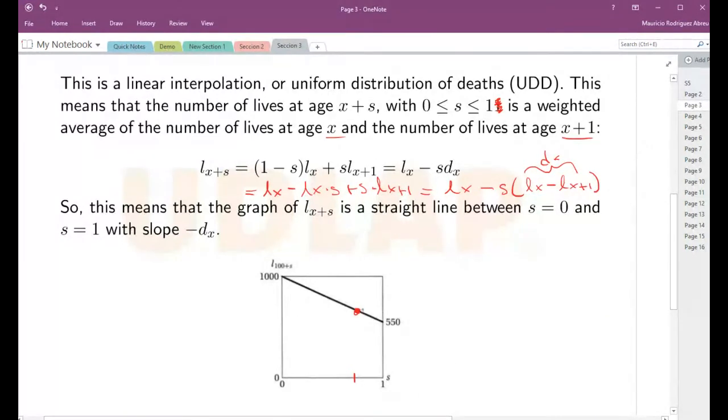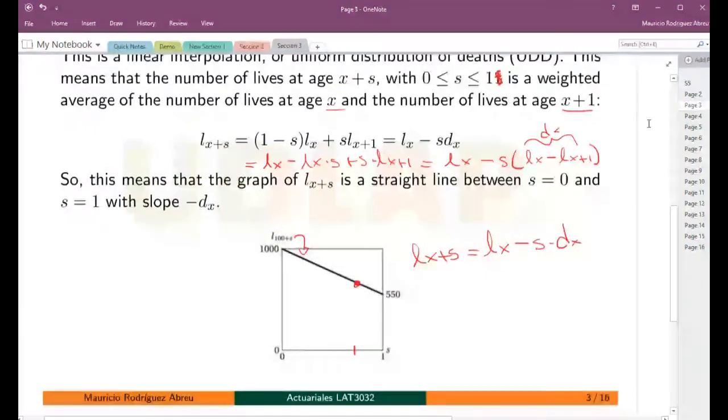So the interesting thing here is that this is the line. Essentially, we are able to estimate l_(x+s) as the original number of survivors, and then subtracting s times d_x. So this is a big S, it's not a subscript, it's a regular value or number.